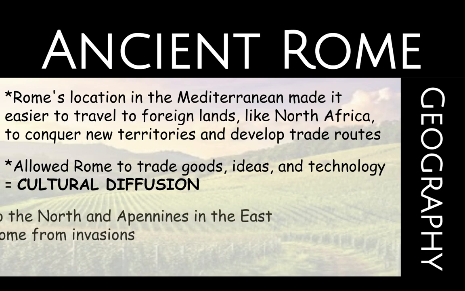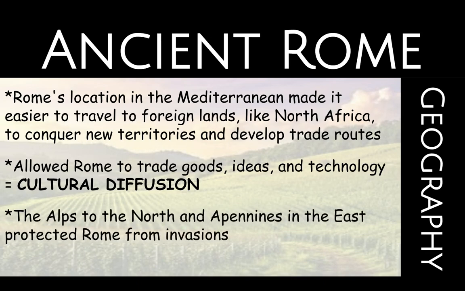Now, I did say there were fewer mountains, but there are two huge mountain ranges that protected Rome. The Alps were in northern Rome, and the Apennines on the east coast, which protected Rome from invasions. It was very hard to invade the Italian peninsula, at least from the east or the north.